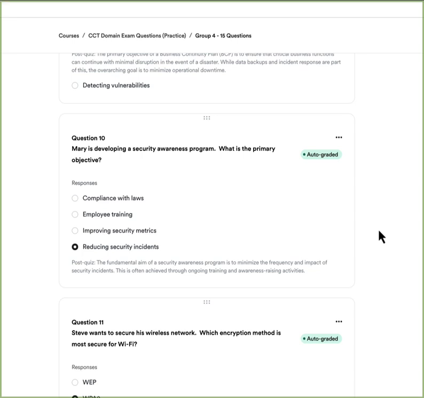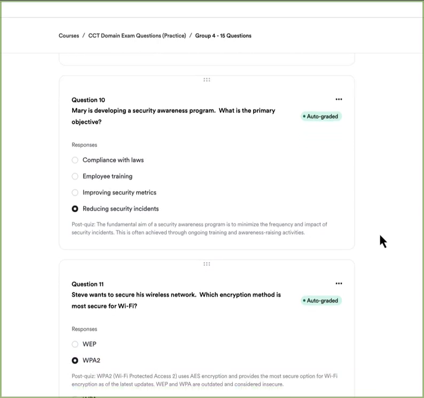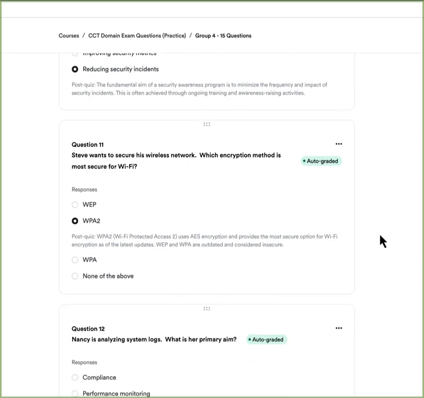And this is really done and achieved in many ways through ongoing training and awareness-raising activities. Question 11. Steve wants to secure his wireless network. Which encryption method is most secure for Wi-Fi? A, WEP, that's Whiskey Echo Papa. B, WPA2. C, WPA, or D, none of the above.